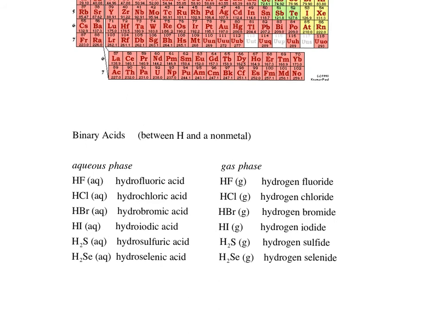If you look at this table, you can see that the names are different depending on whether it's in aqueous phase or gas phase. So it's the same HF compound, but the names are different because of the phase. Hydrofluoric acid, hydrochloric acid, hydrobromic acid. Down here, hydrosulfuric acid, hydroselenic acid. In the gas phase, it's completely different. Hydrogen fluoride, hydrogen chloride, hydrogen bromide, hydrogen iodide, sulfide, and selenide.